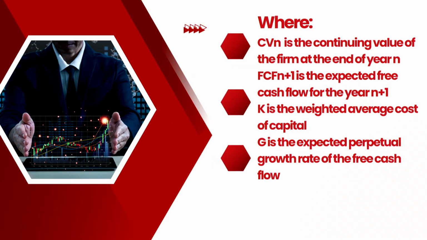Then there come different nomenclatures which are used in this formula. CVN is the continuing value of the firm at the end of year n, that n is unlimited, FCF n plus 1 is the expected free cash flow for the year n plus 1, K is the weighted average cost of capital, G is the expected perpetual growth rate of the free cash flow.